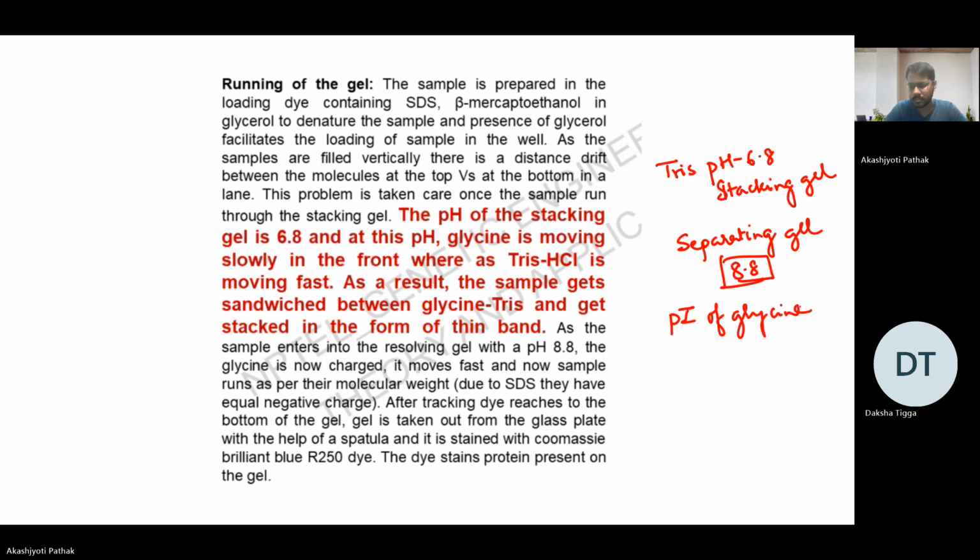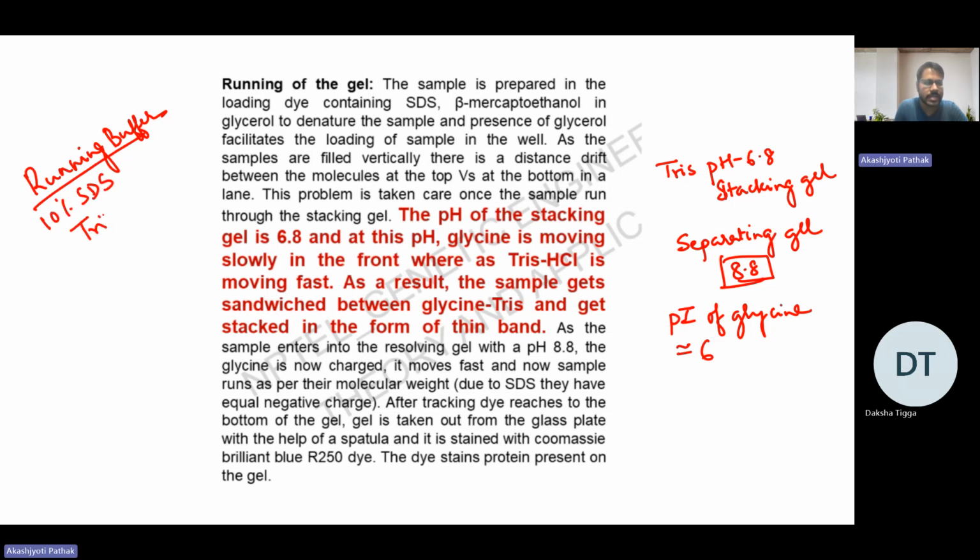Anyone? The isoelectric point of glycine. So the isoelectric point of glycine is around 6. Okay. So basically when you prepare the running buffer, your running buffer has three components: it has 10% SDS, it has Tris, and it has glycine.